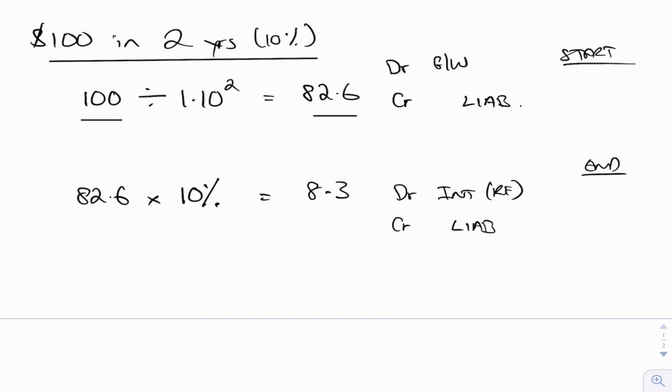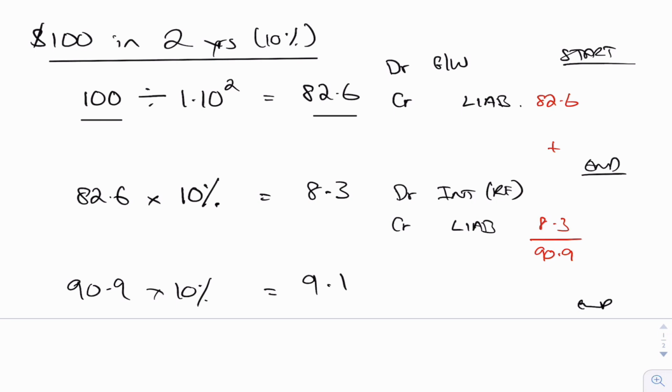And then you do the same again. So the liability, if you think about it, would be 82.6 here plus 8.3 here, so that is 90.9. And so by the end of the following year, what you would do, you would say 90.9 times by 10%, that's 9.1, we'll call it. And you do the same again. You debit interest, you credit liability with 9.1, and obviously if you add on 9.1 there, it will get you to your full 100, which then gets paid back.